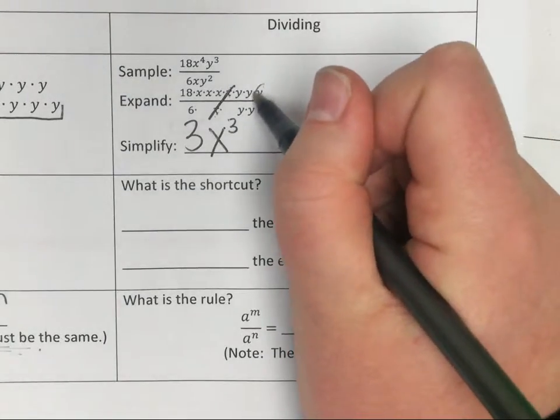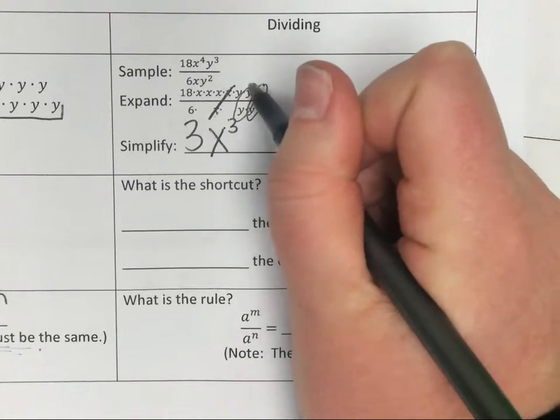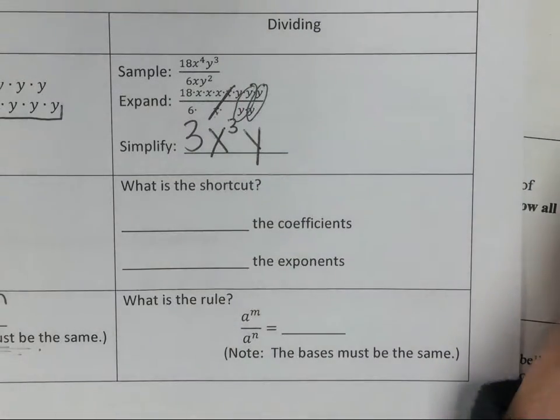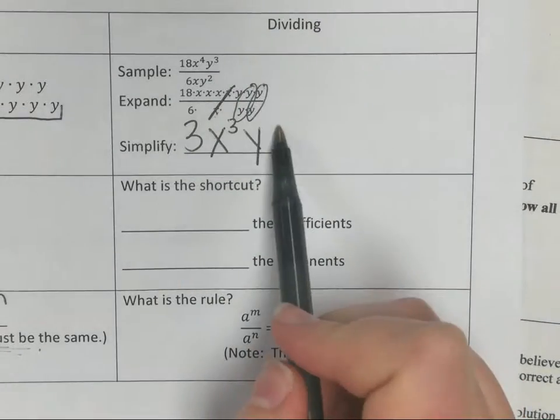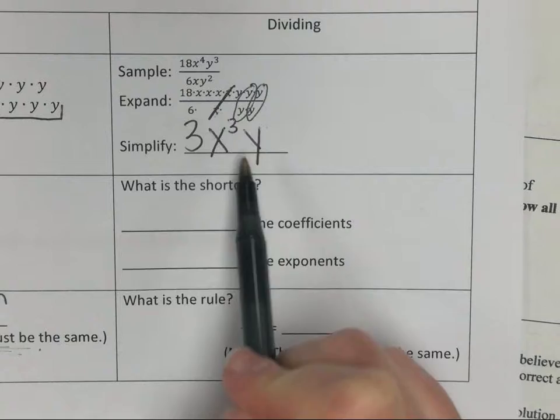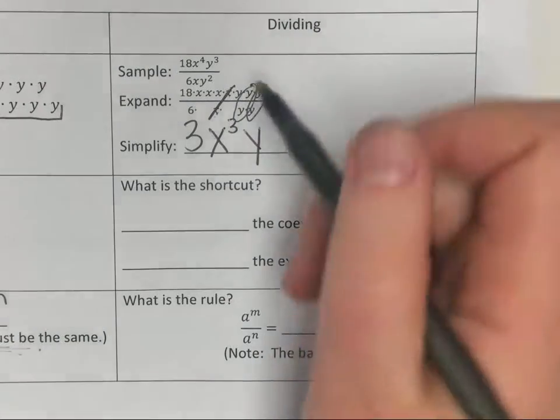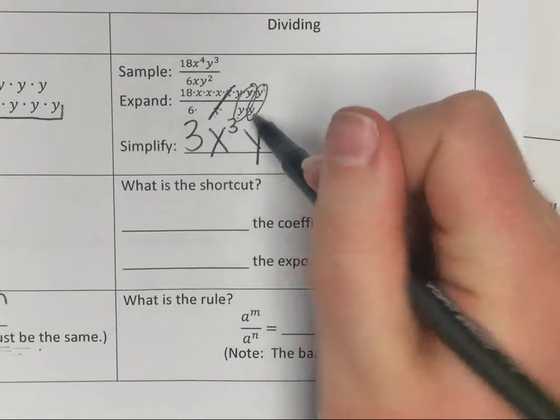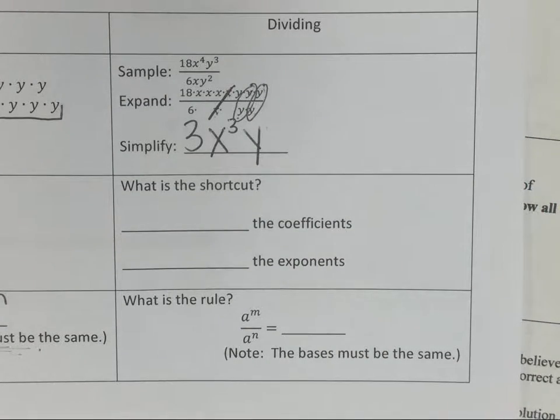We have 2 here, and then we have 2 here. So how many are we left with? 1. Y to the first power. If it's y to the first power, do I need to write a 1? No, we just have to write that y there. Okay, so since there's 1 on top, 1 on bottom, those go away because it's 1.